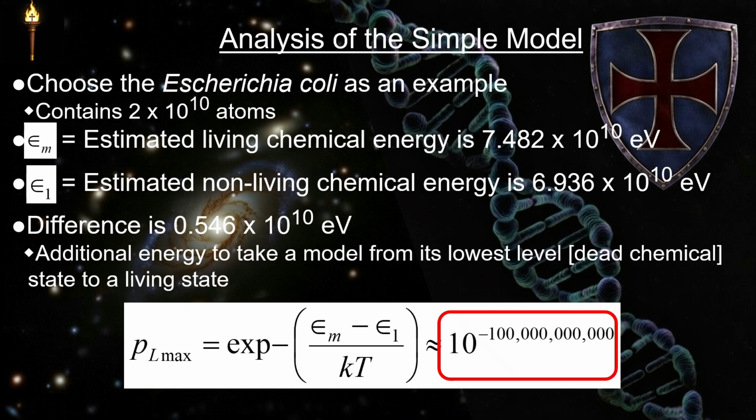And PL max, which is the maximum probability, is 10 to the negative 100 billionth power. The best case probability, just looking at it from an energy perspective, of this simple cell forming is 10 to the negative 100 billionth power. Now that's a strange number. We don't normally see those numbers every day, and we're going to explore how to understand that.